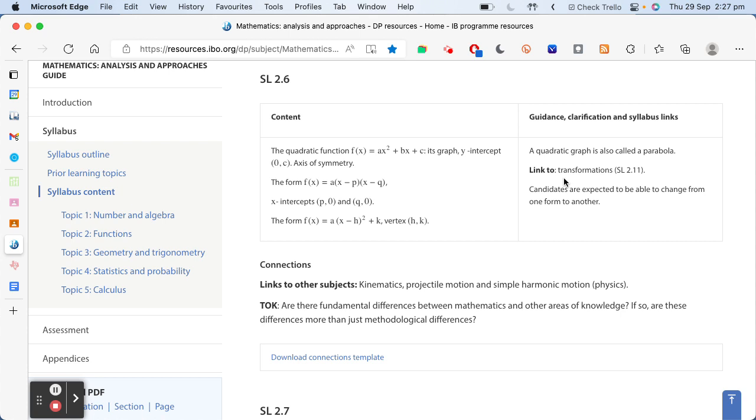2.6. The quadratic function and its graph, intercept, axis of symmetry, the form. Most of this, your calculator will not really help you with. The only thing that might be useful is that you could use polysolve in order to work out the zeros, if that's all you needed. But honestly, I think the easiest thing to do would be to graph it straight up.